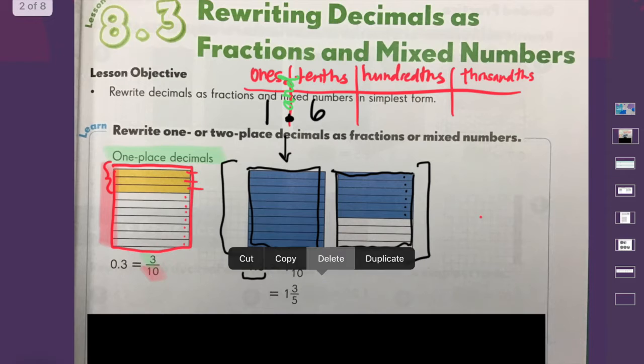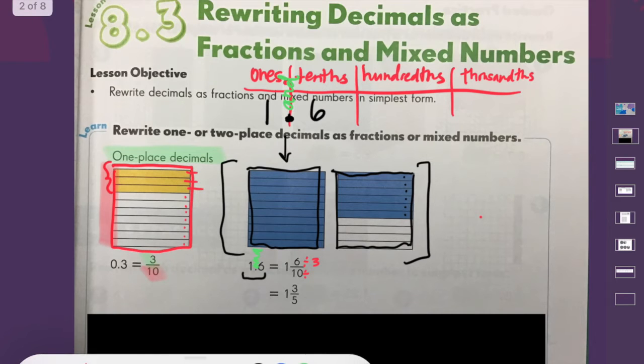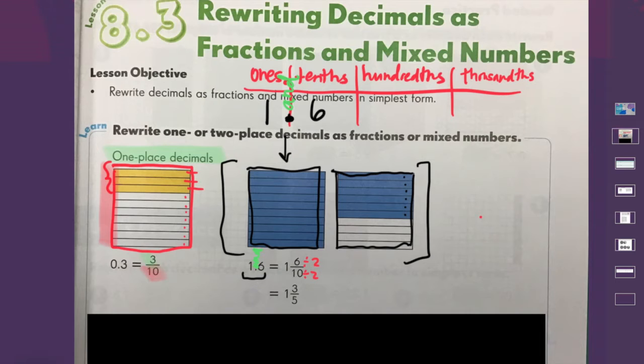And because we want to write this in simplest form, we know that 6 and 10 share a factor of, oh, not 3, excuse me, 2. So we can divide both the denominator and numerator by 2. And 6 divided by 2 is 3, and 10 divided by 2 is 5. So in simplest form, it would be 1 and 3/5.